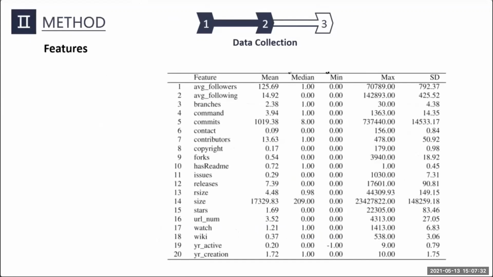Here are the statistics of the collected projects, the features of the collected projects. As we can see, we have collected features related to the project contributors, such as the number of contributors, and the average followers, which means the average number of followers of each contributor of the project, and average following, which is the average number of other users that the contributors of this project are following.